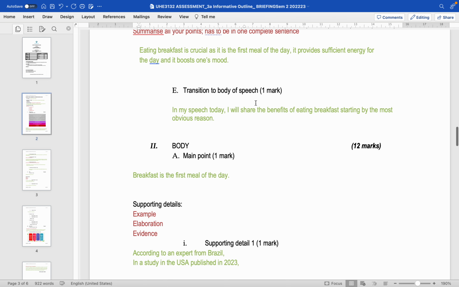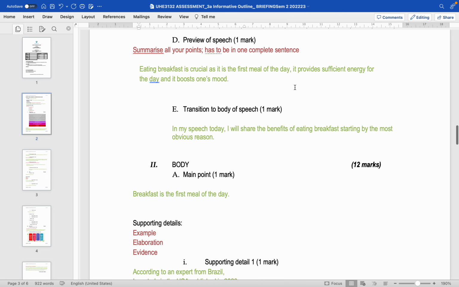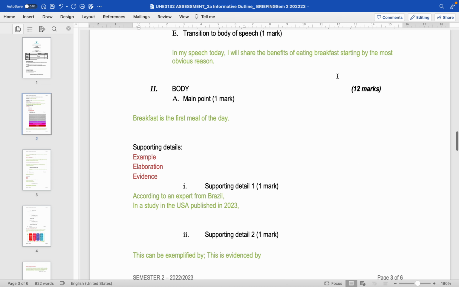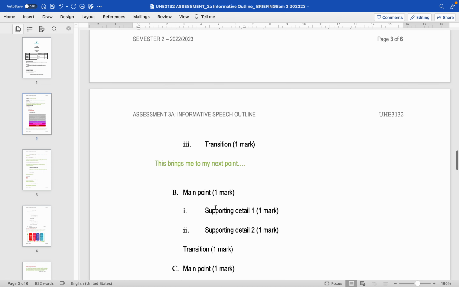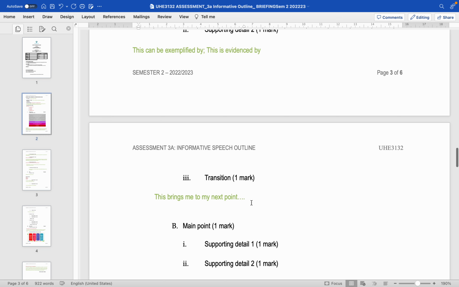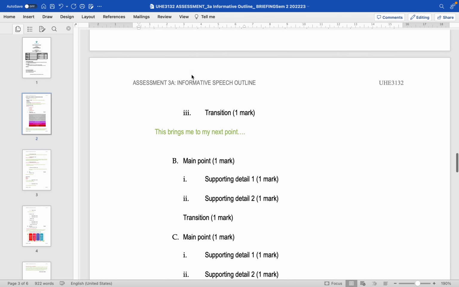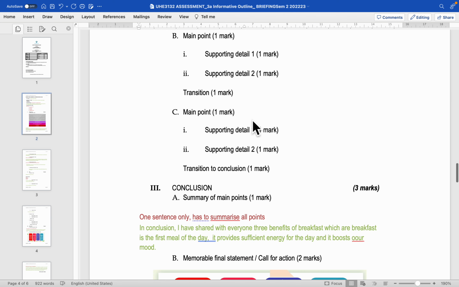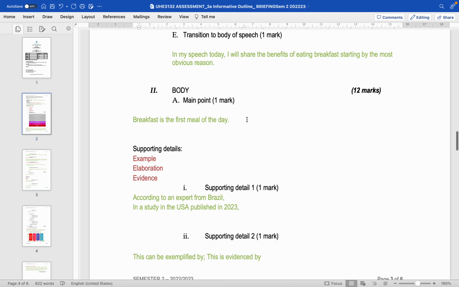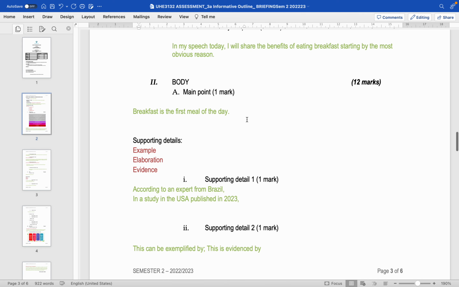So this one should be reflected on this. This one, providing sufficient energy, should be the second point over here. And finally the third point here, boost one mode, should be the final point over here. So basically you're just copy pasting the same thing here and there.